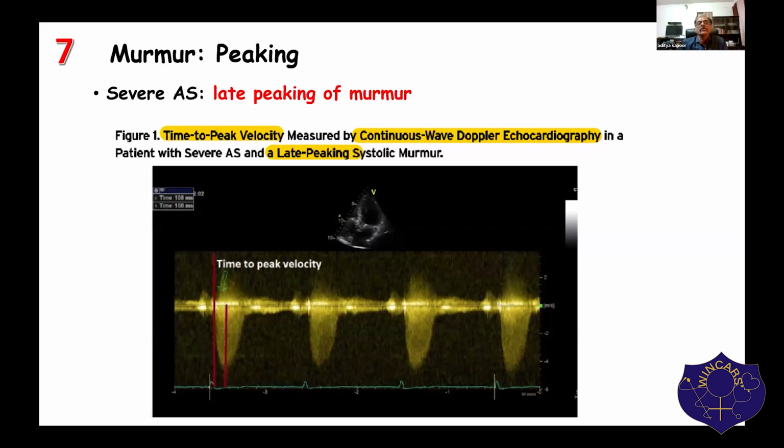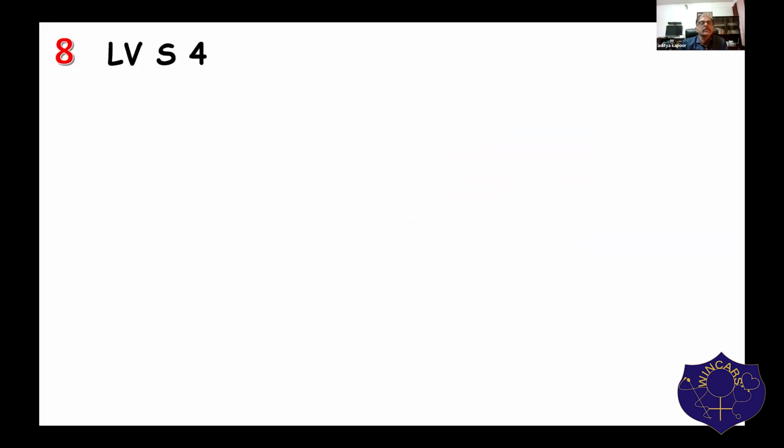So this is a new concept which has come in, the time to peak velocity on the echo. Examiners may ask you. This is a surrogate for a late peaking murmur. Time to peak velocity: you measure from the onset of the Q wave to the peak of the spectral envelope. And what people have said, if it is more than 95 or 100 milliseconds, the aortic stenosis is likely to be severe. So it's just a surrogate for a late peaking murmur. I'll just run through this.